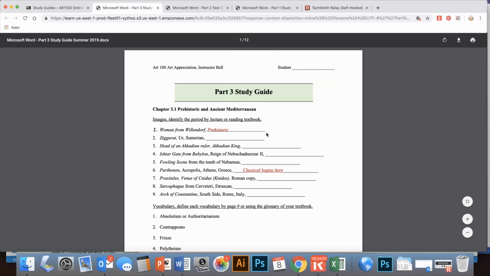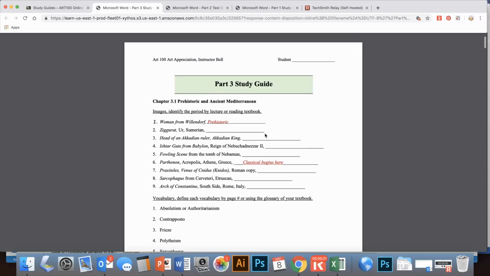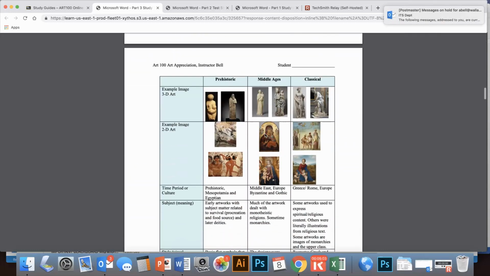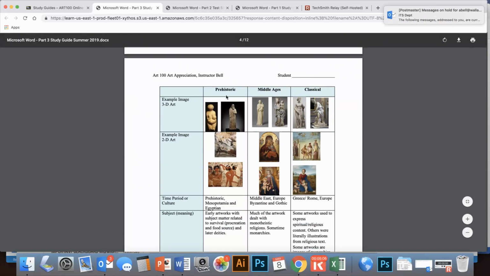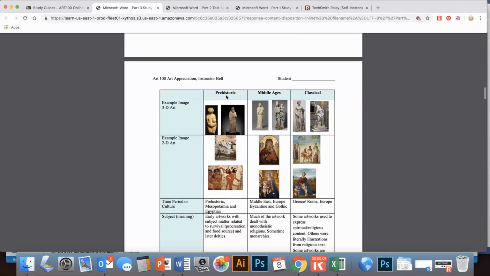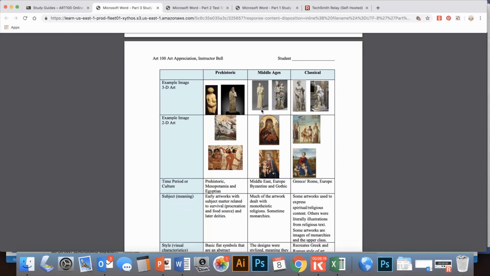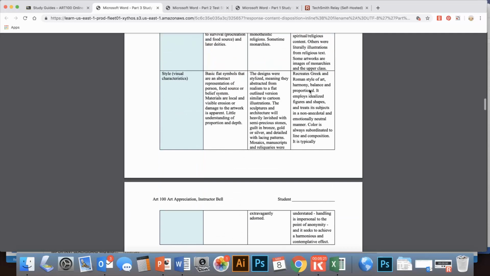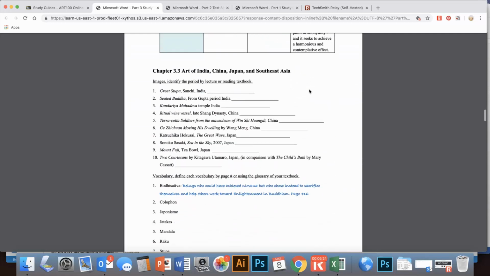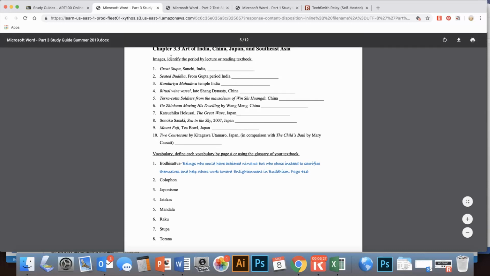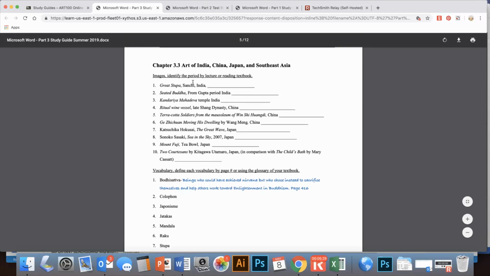So this is the art history portion. This is what's going to make up your final. And you have 3 different periods of art, and I'm going to go ahead and pull that up. For the first, that's going to be unit 7, I think it is. It focuses on just 3 chapters, and those artworks are prehistoric, Middle Ages, and classical. And then the 7th unit, I'm sorry, the 7th unit starts with 3.3.